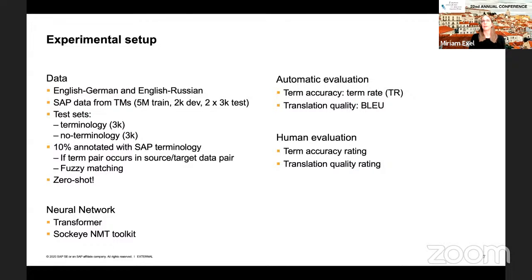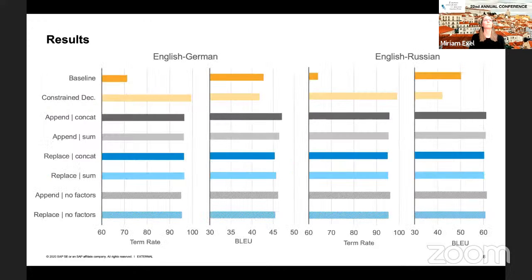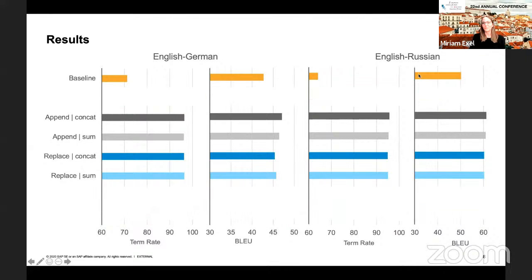Then to automatically assess the overall translation quality, we use the BLEU score. And because we are all aware of the shortcomings of automatic evaluation of MT, we also performed human evaluations, and you'll see the details later. So let's start by looking at the automatic evaluation. You see 4 charts here. It can be a bit overwhelming. So it's the term rate and BLEU for English-German on the left, and term rate and BLEU for English-Russian on the right. And we'll start with comparing only a few of them.